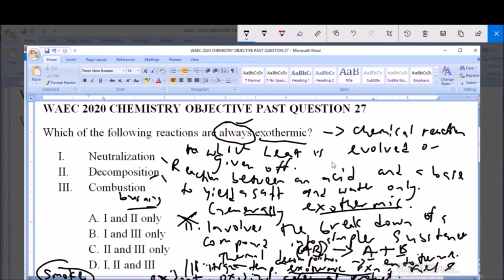So as we have rightly established here, the exothermic reactions among the list of reactions given to us are 1, neutralization reaction, which we have seen, and 3, the combustion reaction. So 1 and 3, which is option B, is the correct answer to this question.